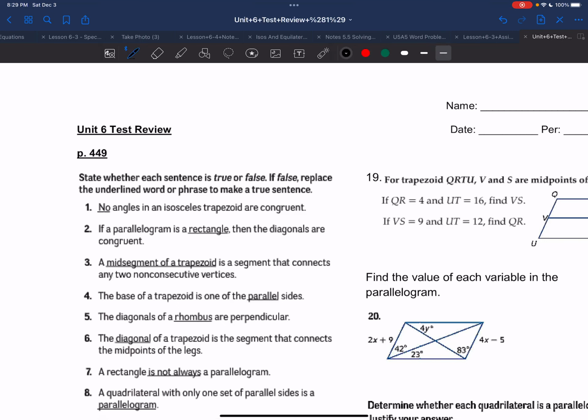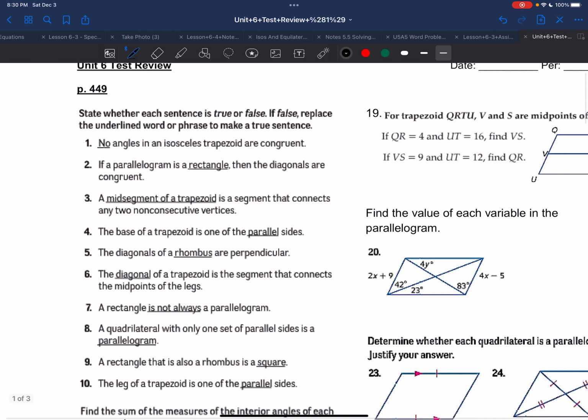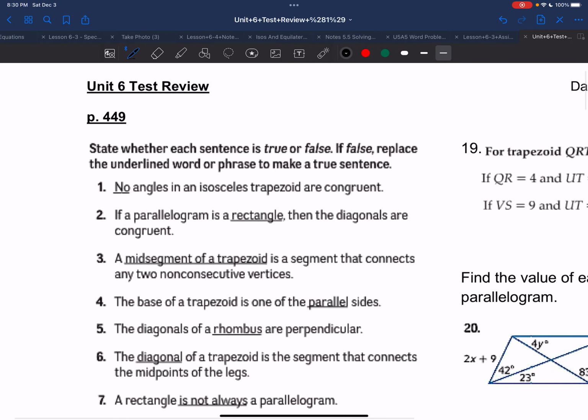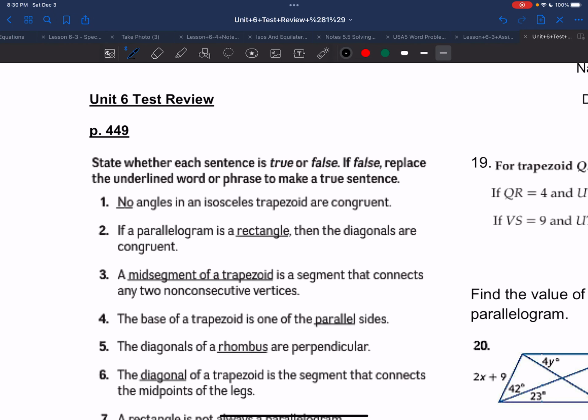Alright, so this is the first part of the Unit 6 test review. So let's go ahead and take a look at the first 10 problems. It says, state whether each sentence is true or false. If false, replace the underlined word or phrase to make a true sentence.